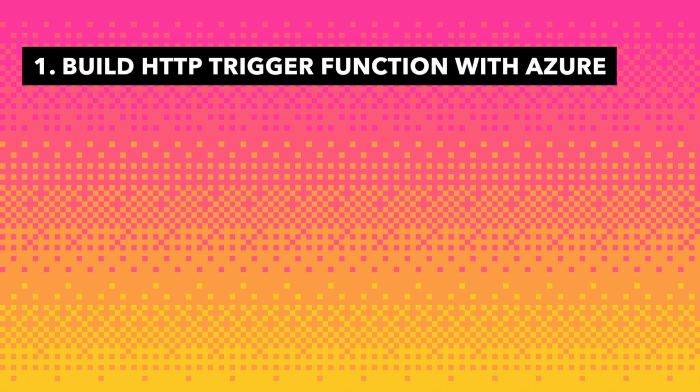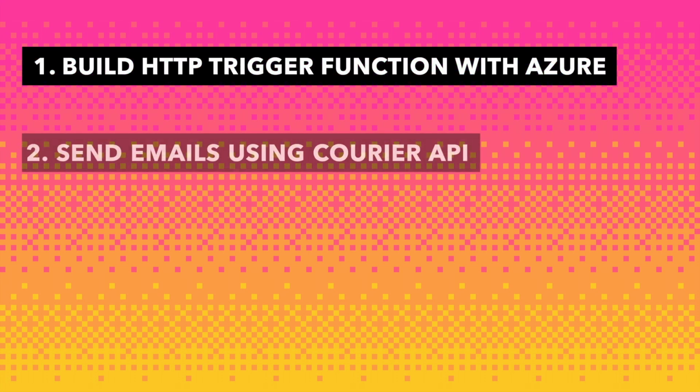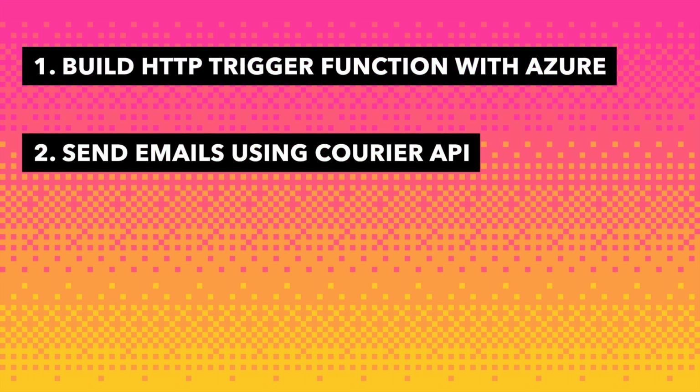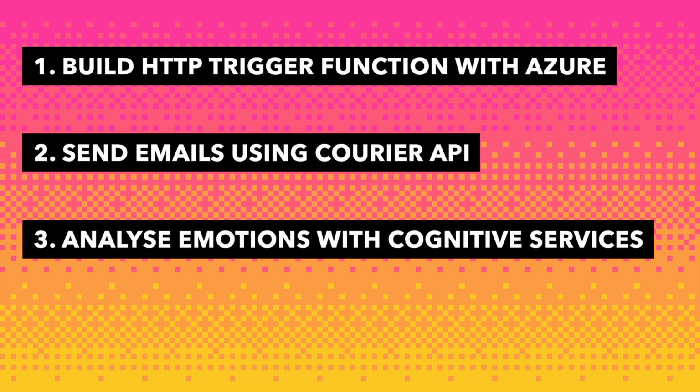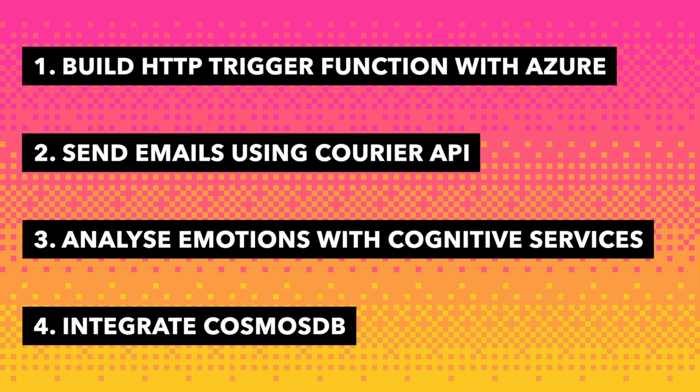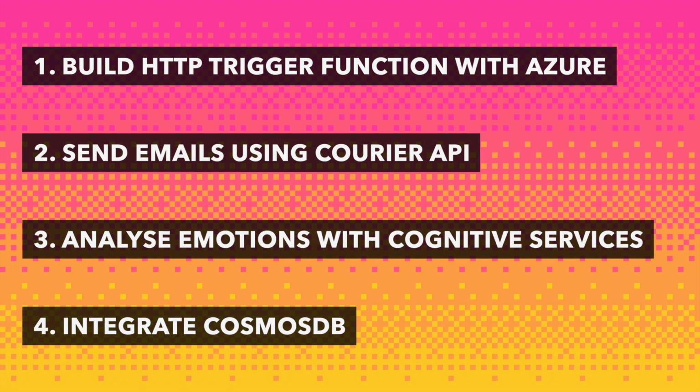Awesome. So I have my Visual Studio Code set up. The goal for today is for us to build a very basic HTTP trigger function that sends emails using a notifications API. And we're going to integrate Cognitive Services, customize those emails if possible. And then we also might try to integrate Cosmos DB.